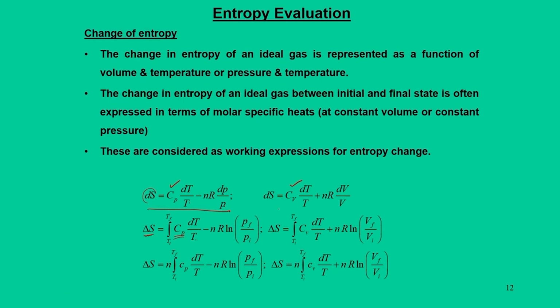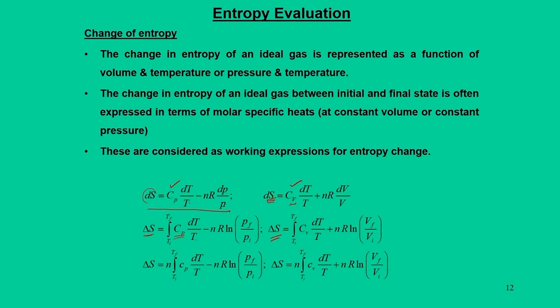Similarly, there is another way of representing this entropy change in terms of Cv. So, here it is Cv, and on the other side, instead of P we have nR ln dV by V. In a similar way, ds can be replaced with delta S. So, these two expressions give us the workable model, or workable expressions, to calculate the entropy change.